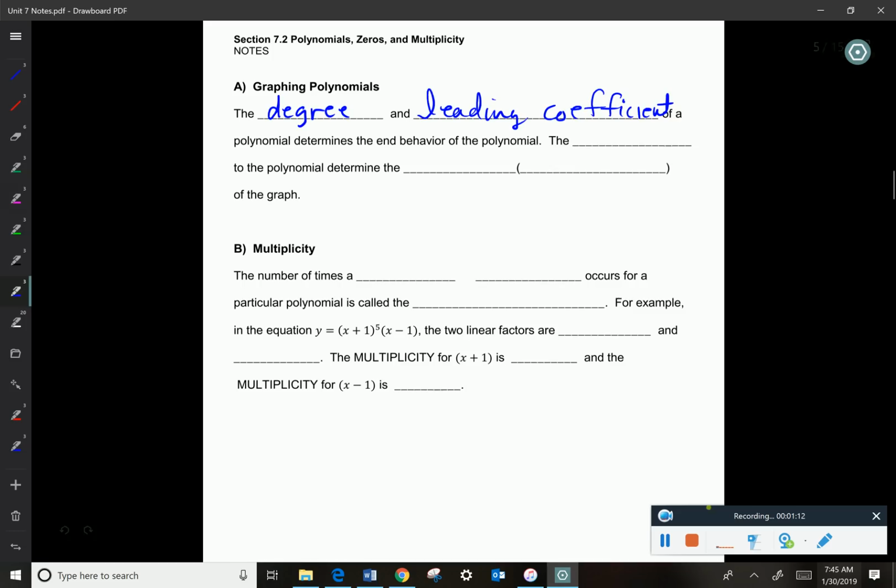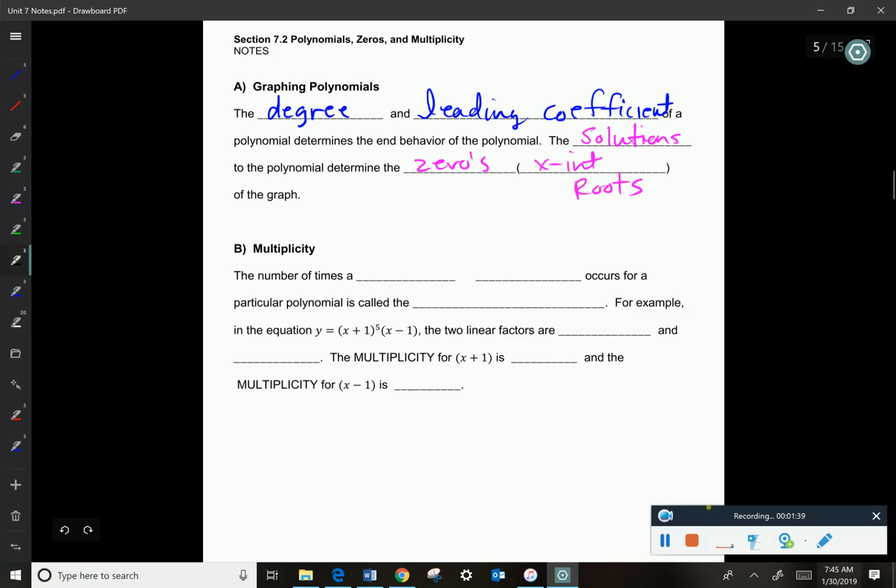Okay, what we're going to bring in today, which is something we've mentioned a while back but haven't done a lot with, we're going to do a lot more with today, and that is that the solutions to the polynomial determine the zeros. Remember we said the zeros are the same as the x-intercepts or the roots of the graph.